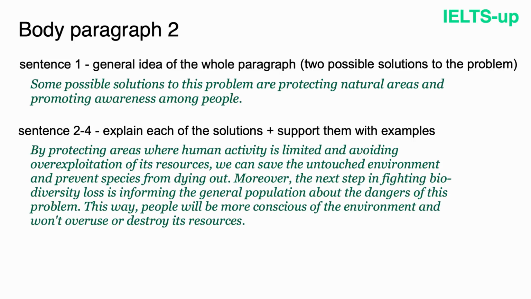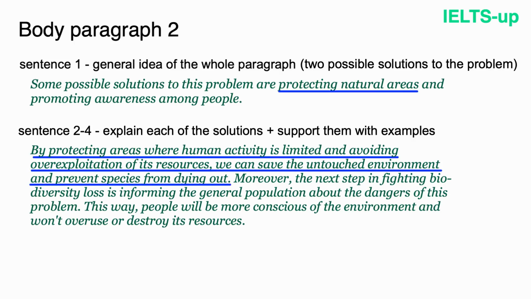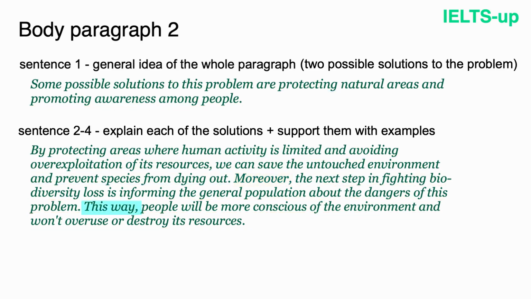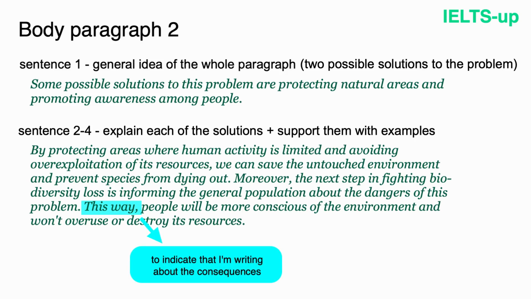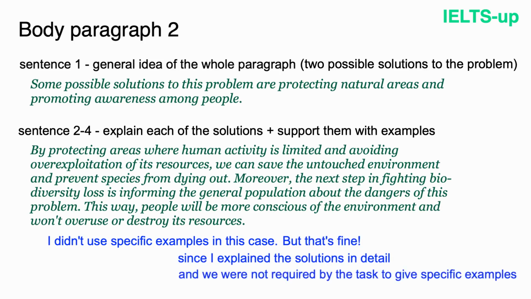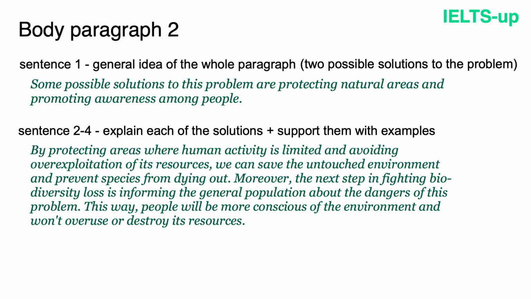As you can see, I started by explaining the first solution, and then I moved to the second solution. I used the linking word "moreover" to make a smooth transition from the first solution to the second solution. And I used the phrase "this way" to indicate that I'm writing about the consequences. You can notice that I did not use specific examples in this case, but that's fine, since I explained the solutions in detail and we were not required by the task to give specific examples. Okay, that's it with the body paragraph 2.